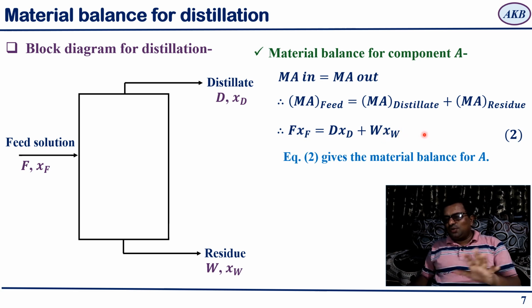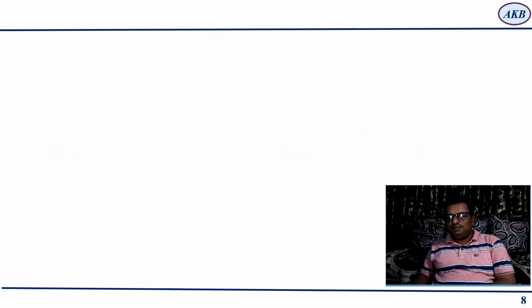Since there are only two components, it is sufficient for us to write material balance for one component. There is no need for writing balance for the other component because there are only two components. Okay, so equation 2 gives material balance for component A, the more volatile component. Okay, now let us move ahead.